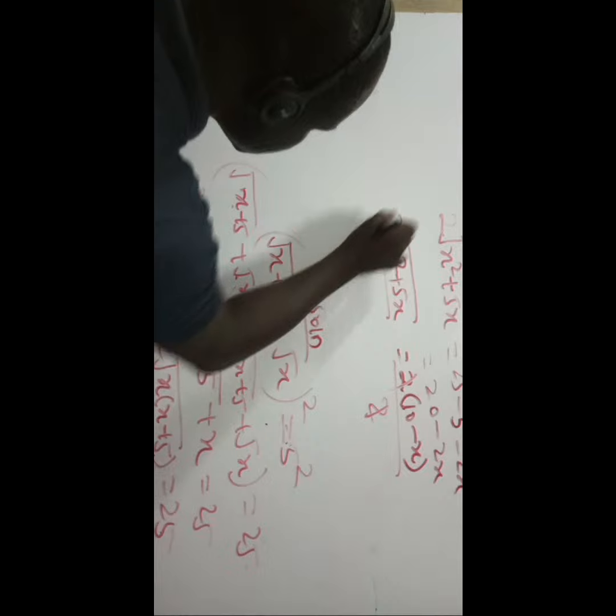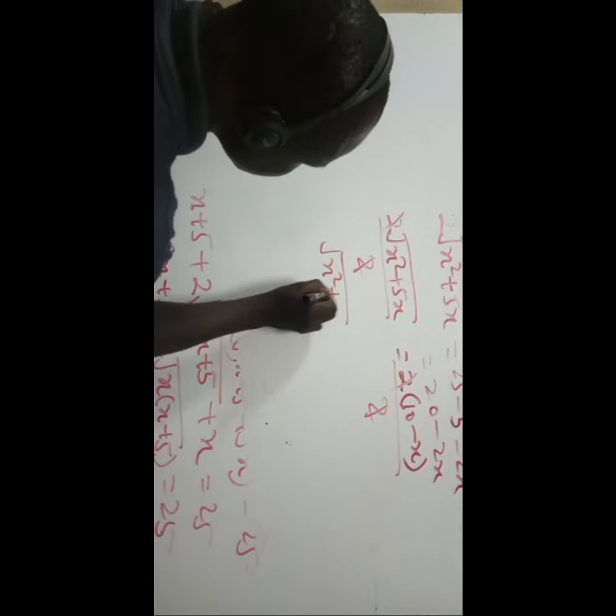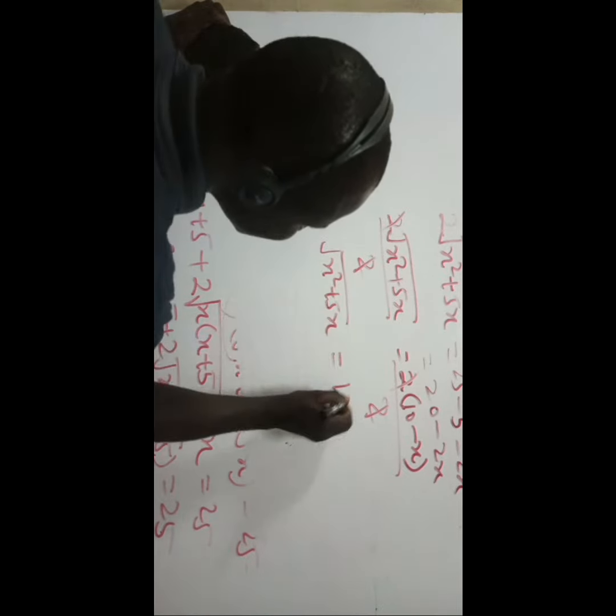Divide both sides by 2. 2 will take care of this. At the end of the day, we're left with square root of x squared plus 5x to be equal to 10 minus x.